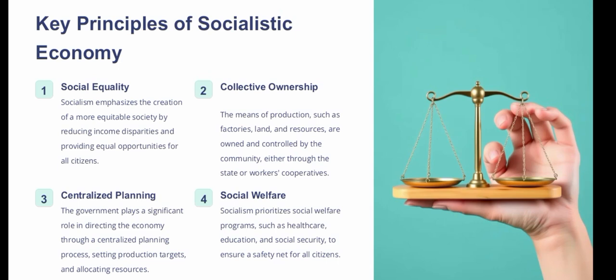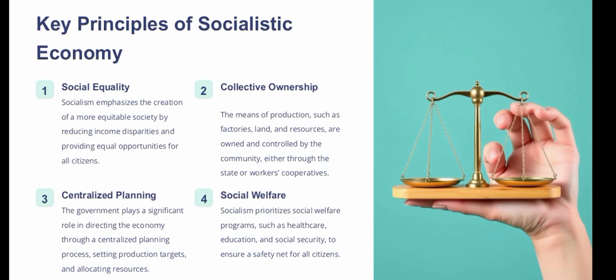Then the second one is collective ownership. Collective ownership means the means of production, such as factories, land, and resources, are owned and controlled by the community, either through the state or workers' cooperatives.